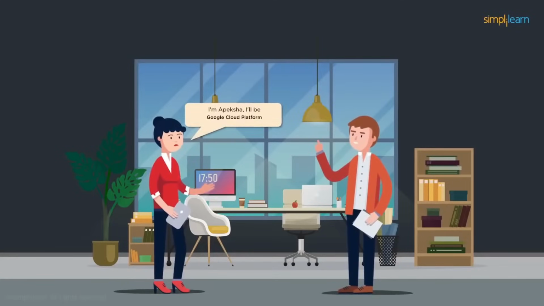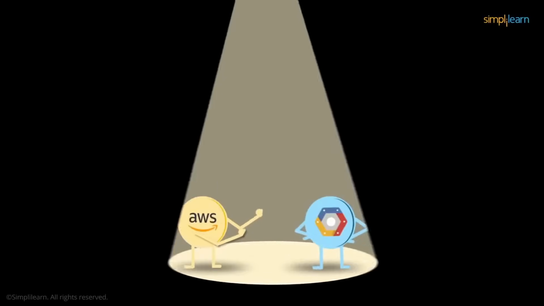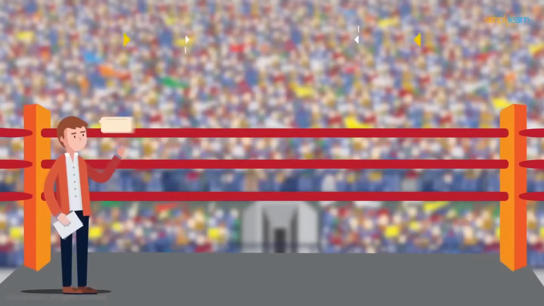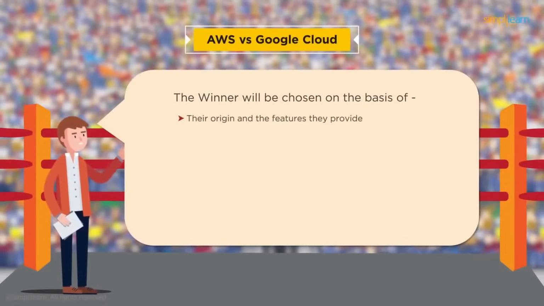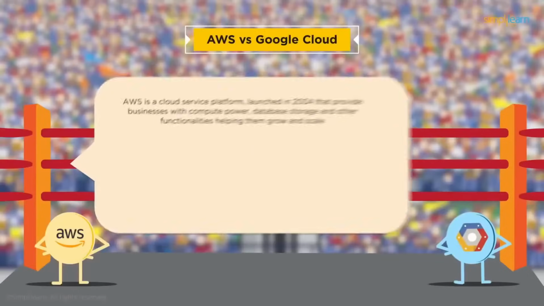So guys, I'm Apeksha and I will be Google Cloud Platform. And I'm Rahul, I'll be AWS. So welcome to Fight Night. This is AWS versus GCP. The winner will be chosen on the basis of their origin and the features they provide, their performance in the present day, and comparing them on the basis of pricing, market share and options, the things they give you for free, and instance configuration. Now first let's talk about AWS.